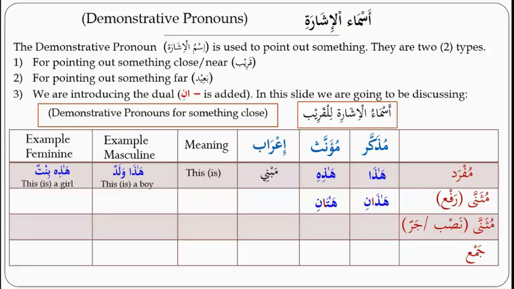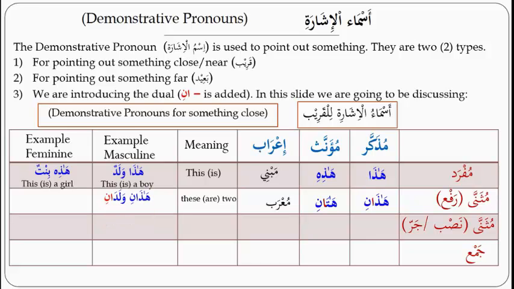Okay, now these are musanna, but they are marfu, or they are in this state of rafa. And what indicates that is the alif that is added there, as you see it in red. We highlighted it in red. So this is mu'arab because it changes. The end of the word changes, right? And it means these two are.